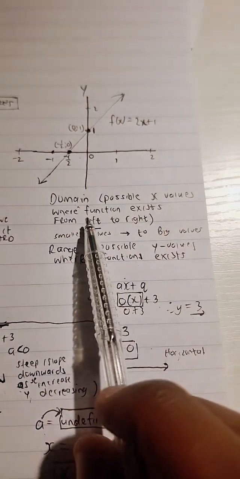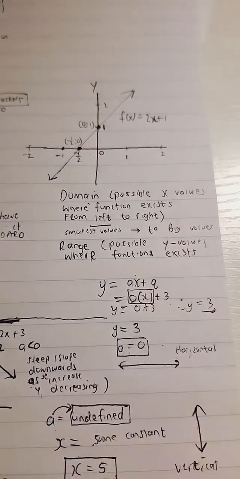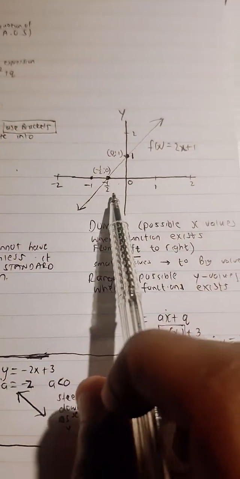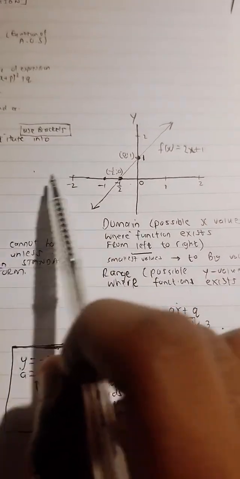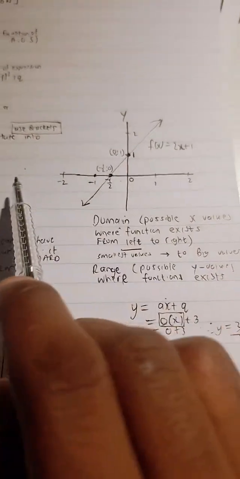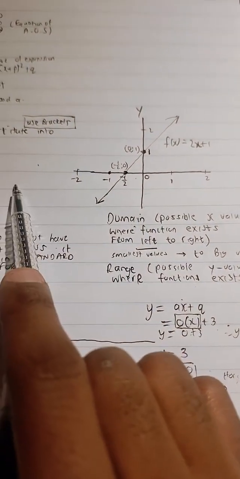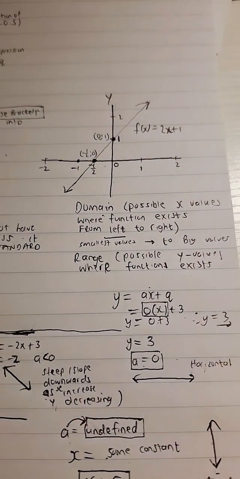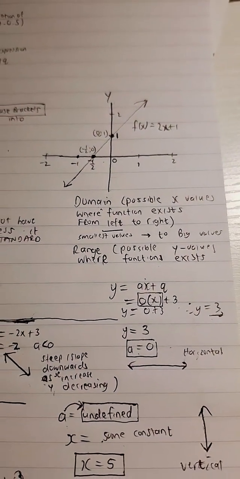You see, domain, I said left to right. Now in your head it's instilled, okay, domain, we look at it from the left to the right. Because why left? That's where we are small. Why to the right? That's where we are big.